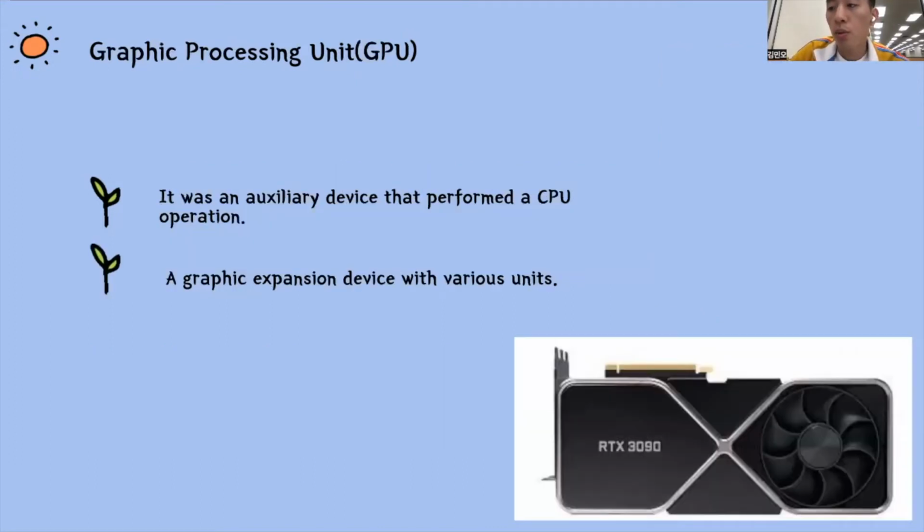And the GPU stands for Graphic Processing Unit, and it was originally developed for real-time graphic processing. It literally started out as a coprocessor to perform the bulk operations, which means a lot of operations and time required for graphic processing.